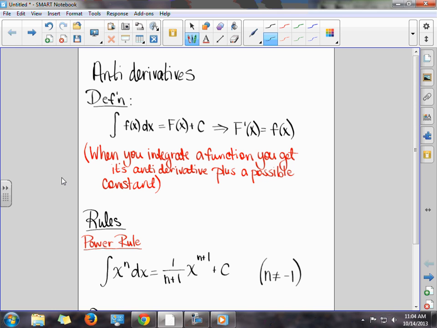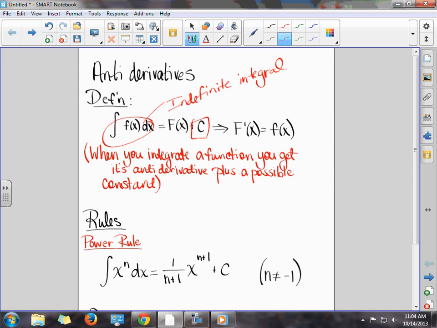So we have a definition here that defines your antiderivative, and it defines it in terms of an indefinite integral. So this thing right here is called an indefinite integral. And the indefinite integral calculates the antiderivative plus some constant.